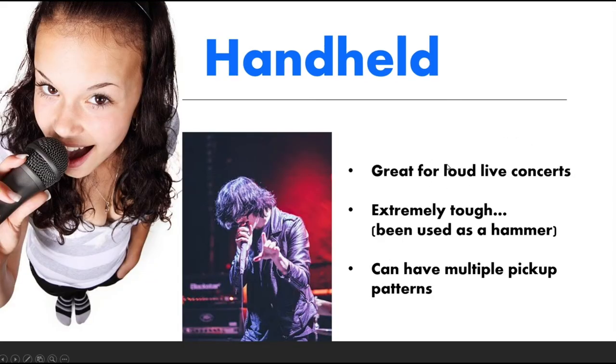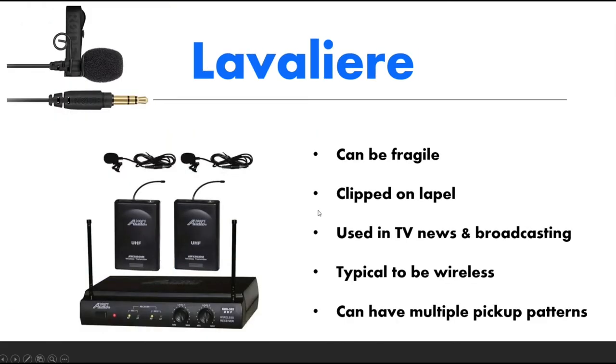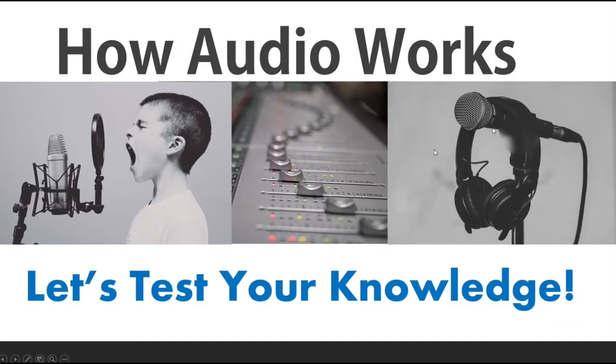Handheld microphones are best for live concerts. They're extremely tough, and they can have multiple pickup patterns. Lavalier microphones are much more sensitive, go on the lapel of your announcer, and they're used in TV, news, and broadcasting, typically can be wireless, and have multiple pickup patterns as well.